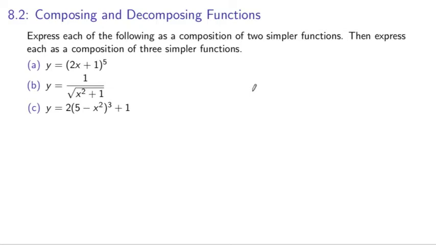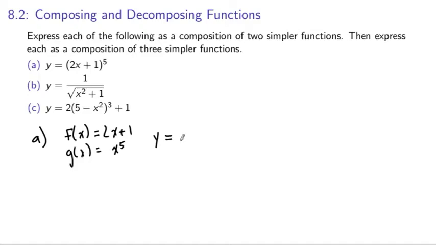Express each of the following as a composition of two simpler functions. Then express each as a composition of three simpler functions. So A, we could have two functions. F of x could be 2x plus 1. And g of x could be, take the 5th power. Then we can represent this as y, which is an unnamed function. I'm not using function notation. It's y of x, I suppose.